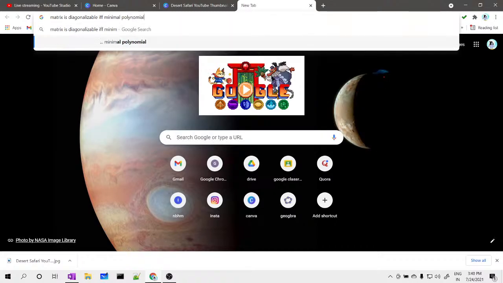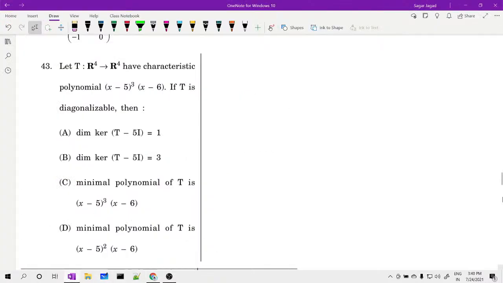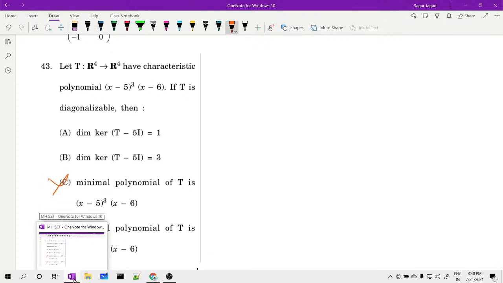the minimal polynomial. What about the minimal polynomial? If you know the minimal polynomial, then it is a product of distinct monic linear factors. Yes, there was a result which I clearly remember. So definitely none of this is correct. If it is diagonalizable, this is not true. I got a doubt, so I just verified it.